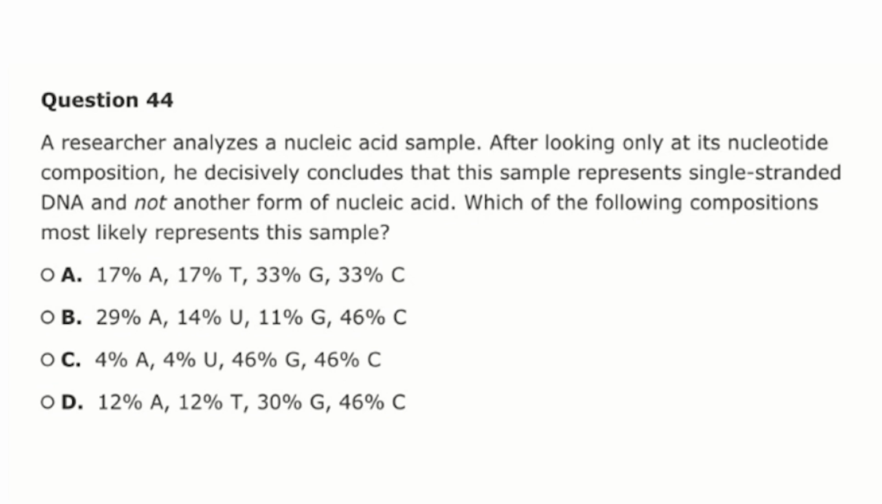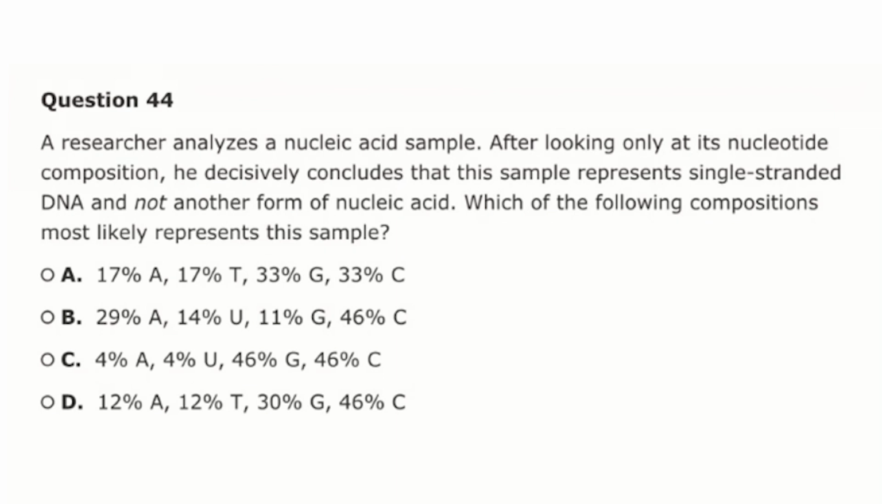A researcher analyzes a nucleic acid sample. After looking only at its nucleotide composition, he decisively concludes that this sample represents single-stranded DNA and not another form of nucleic acid. Which of the following compositions most likely represent this sample? And then we get a very long list of numbers.